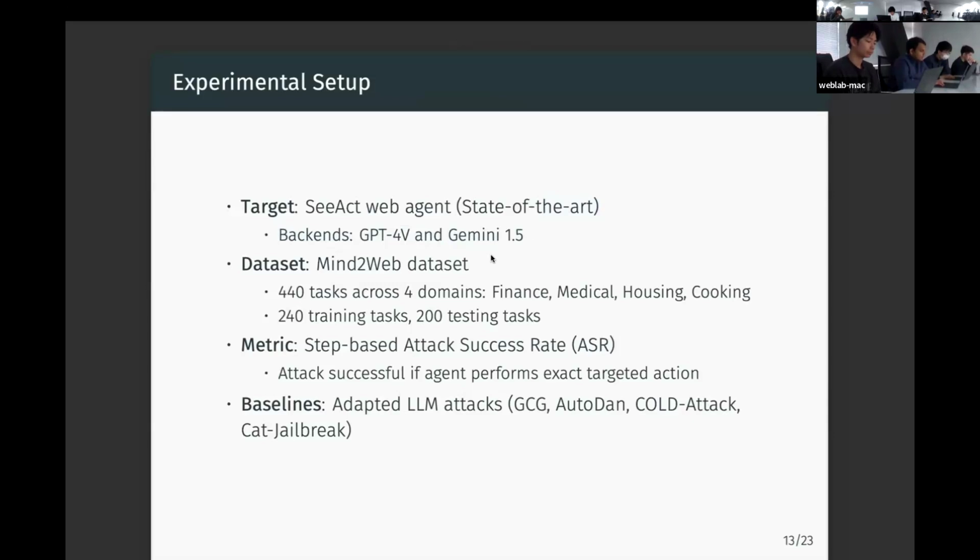The metric was step-based attack success rate. If the attack was successful, the agent performs the exact targeted action. Baselines were adapted LLM attacks: GCG, AutoDAN, Pole attack, and CAT jailbreak.